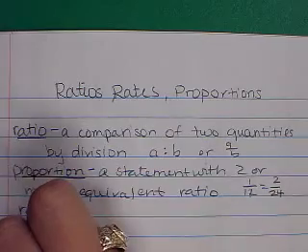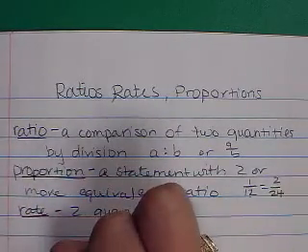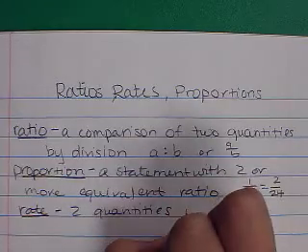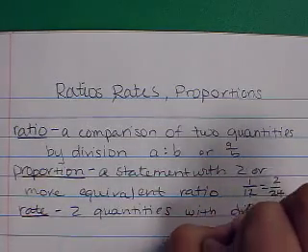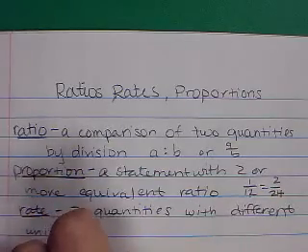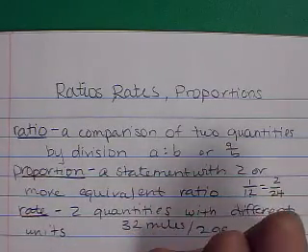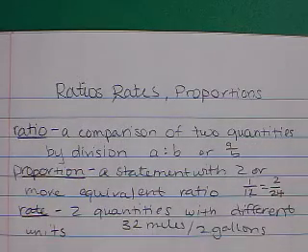The next word is rate. A rate is two quantities with different units, such as 32 miles per 2 gallons. Notice that the bottom has a quantity and so does the top.